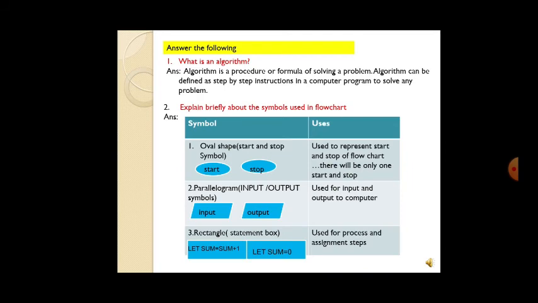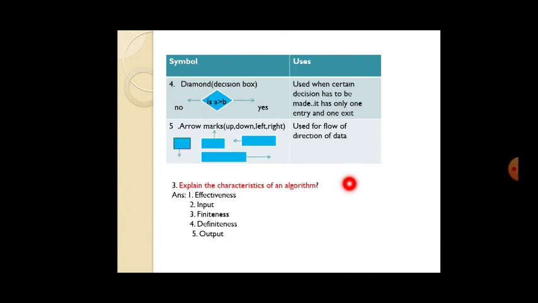So let us see what is an algorithm. Algorithm is a procedure or a formula of solving a problem. Algorithm can be defined as step-by-step instructions in a computer program to solve any problem. Explain briefly about the symbols used in the flowchart. I have made a table here and given all the symbols and why they are used. Next, explain the characteristics of an algorithm: effectiveness, input, finiteness, definiteness, and the output.